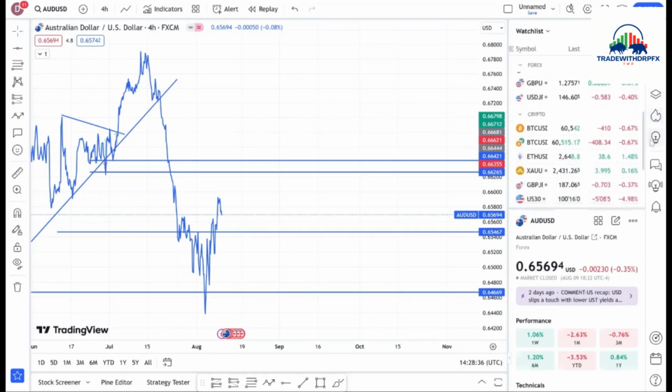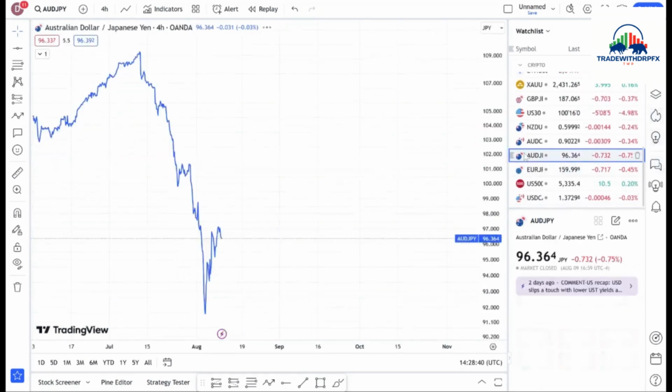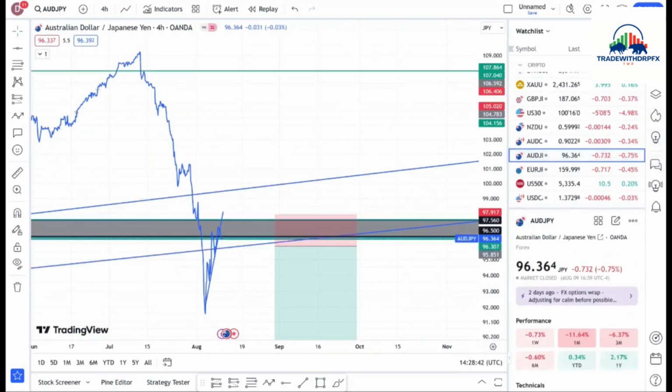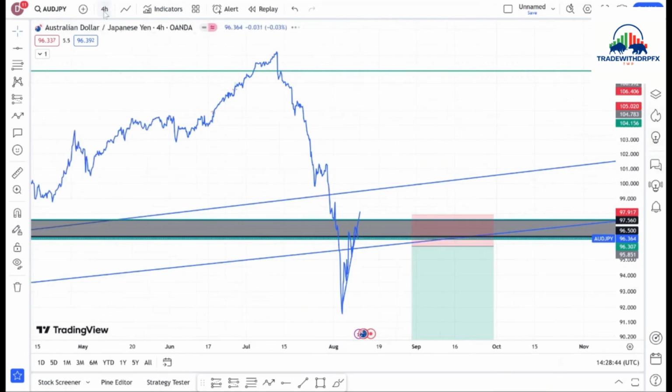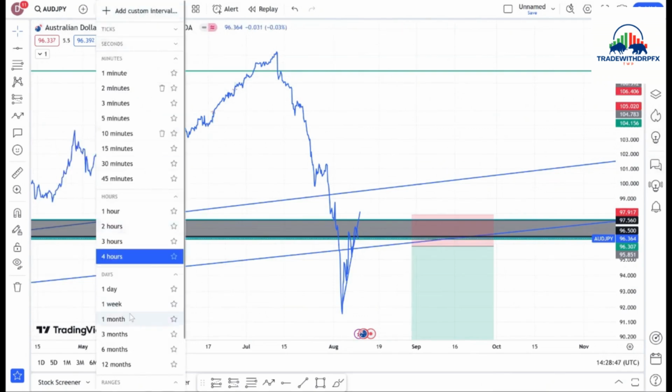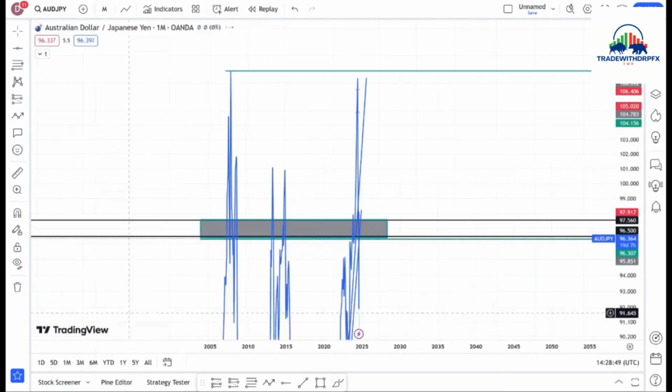Because I've already made some analysis, the market has different things, so we just have to be focused. Our two trades for this week are EURUSD and AUDJPY. That's our two trades for this week.